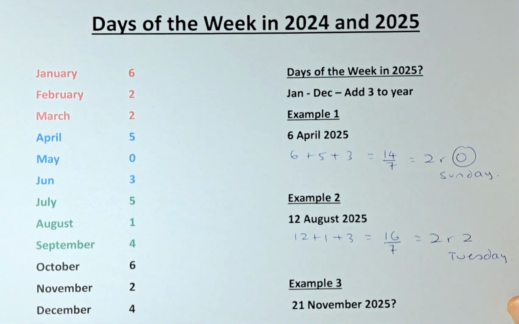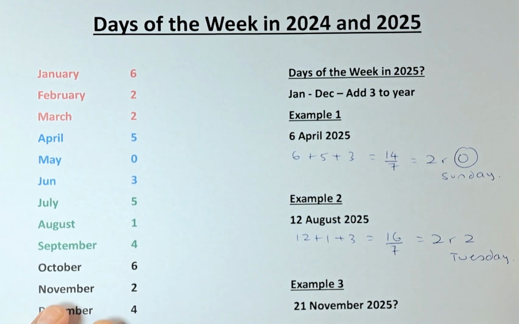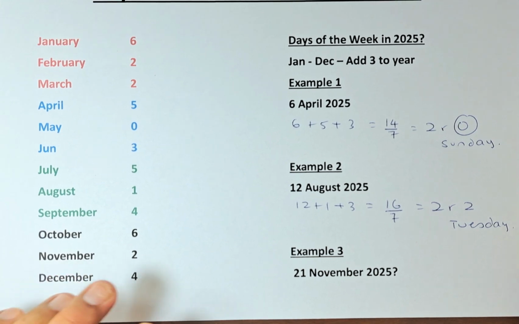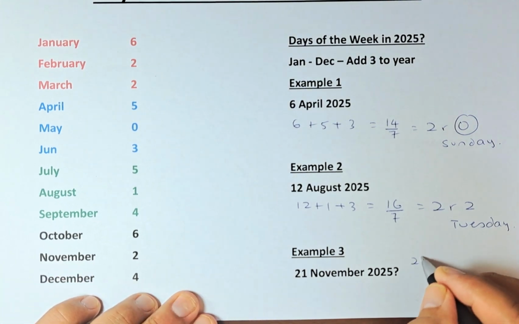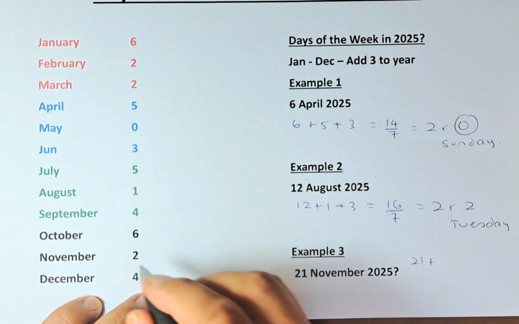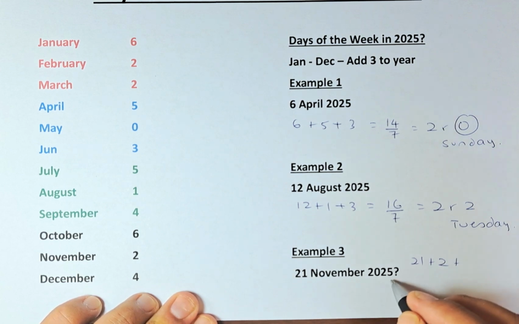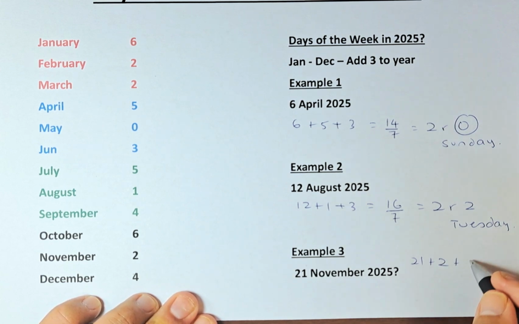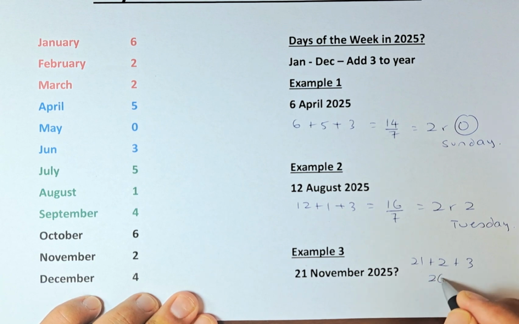And then the last example, 21st November 2025. I'm going to bring it up a bit. The day is 21, November is 2, and 2025 is 3. 21 plus 2 plus 3 is 26, divided by 7 is 3, 3 times 7 is 21, remainder 5. So that day is going to be a Friday.